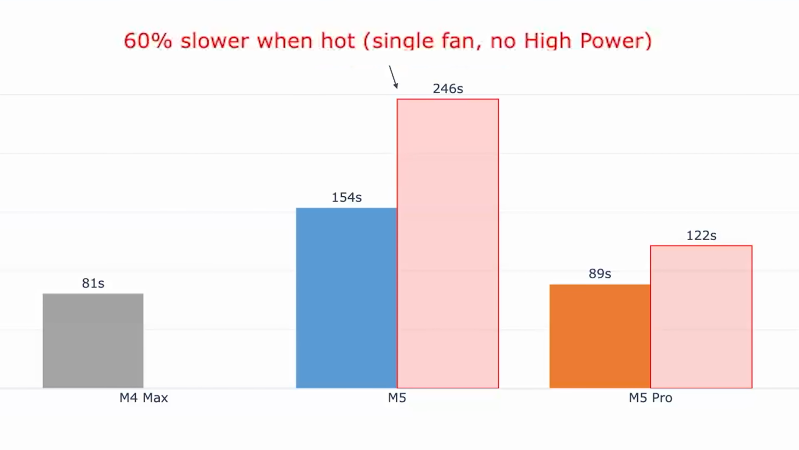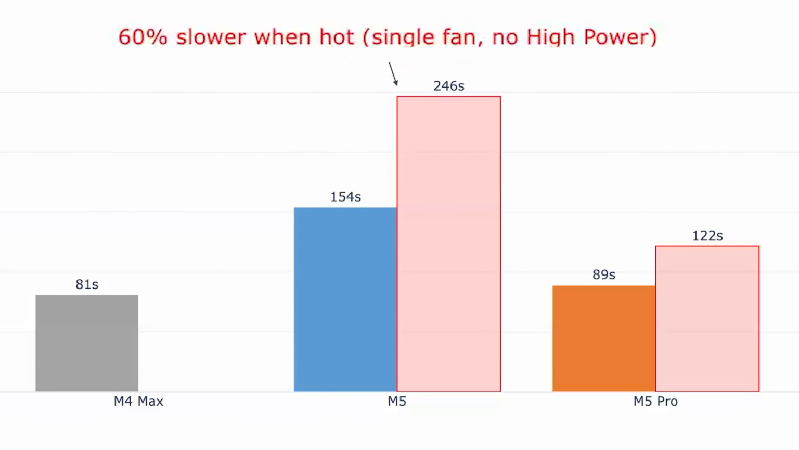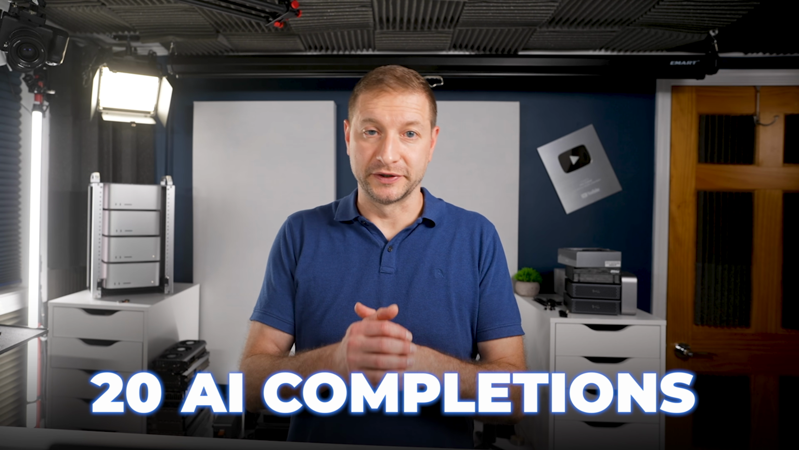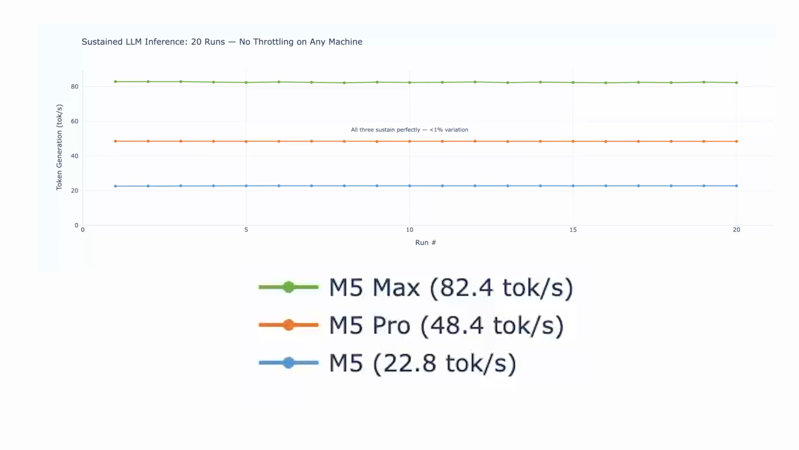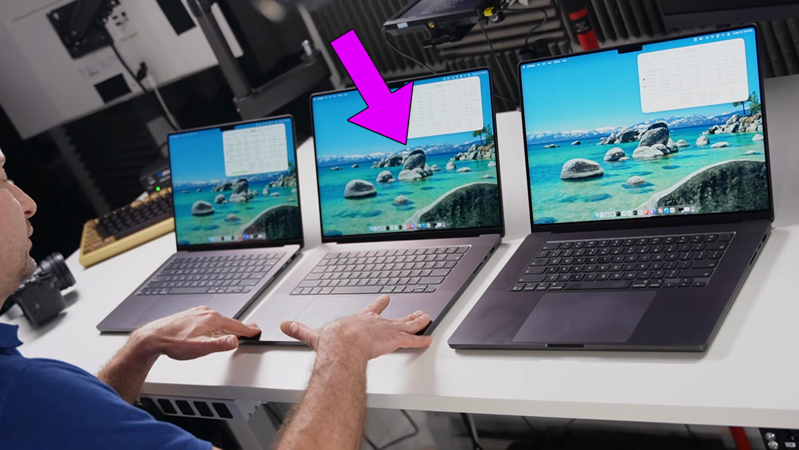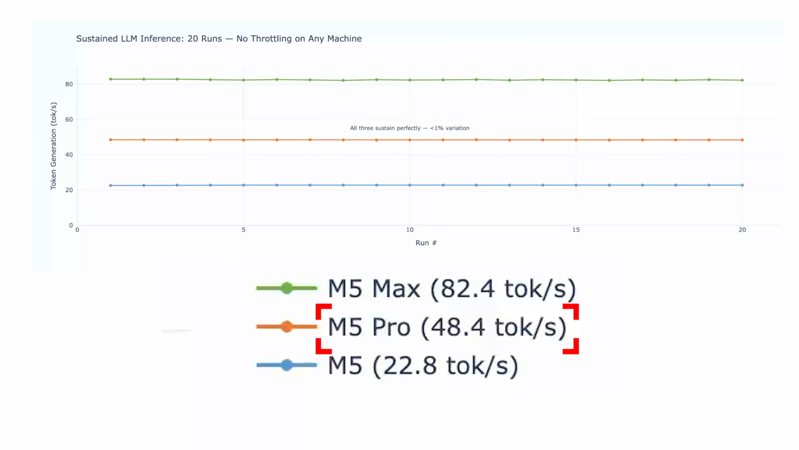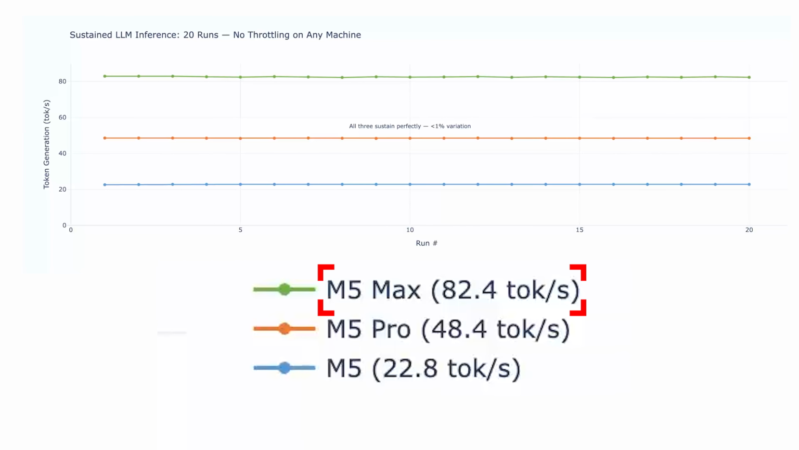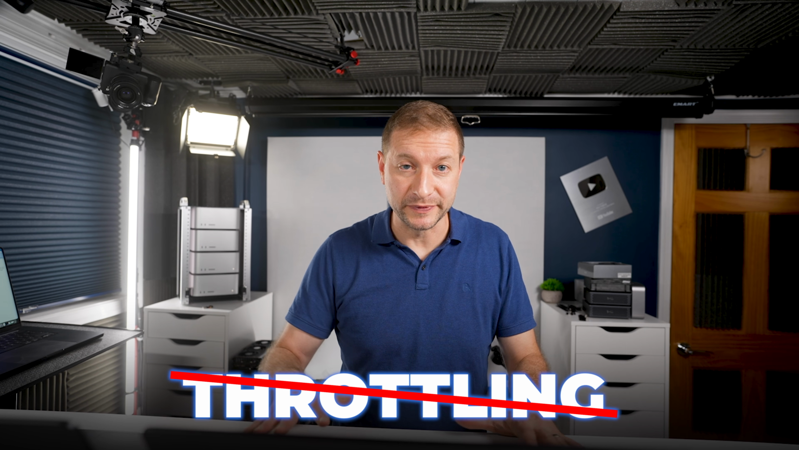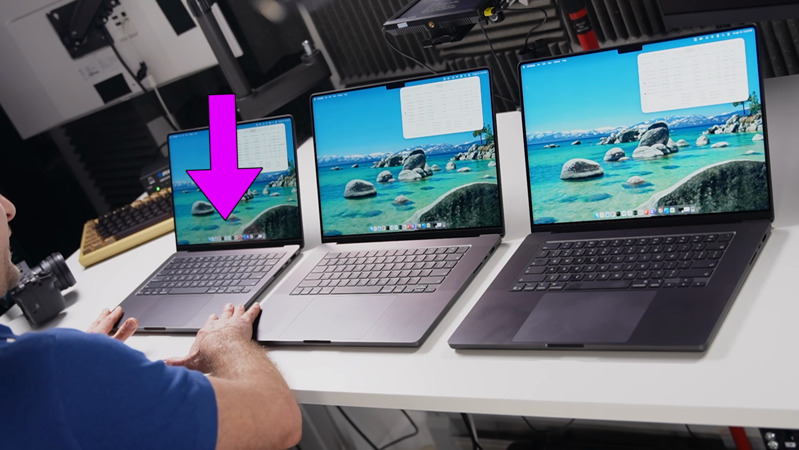So, do you remember how the M5 throttled 60% on compilation after getting hot? Well, I ran 20 back-to-back AI completions to see if the same thing happens during inference. And the M5 gets 22.8 tokens per second, plus or minus, and that's first to last run. The M5 Pro, 48.4 tokens per second, plus or minus, and the M5 Max, 82.4 tokens per second, plus or minus. All 3 are perfectly flat. There's no throttling on any of these machines, including the single-fan M5.